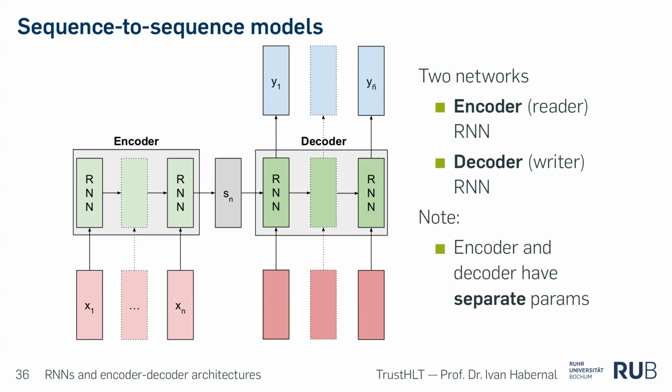And maybe these 2 parts have separate parameters. So the parameters theta here are different from the theta here: theta encoder and theta decoder. Why? Because you want to learn something else: how to generate a representation of the input sequence, and how to generate tokens in the target language, for example. So there are different parameters.